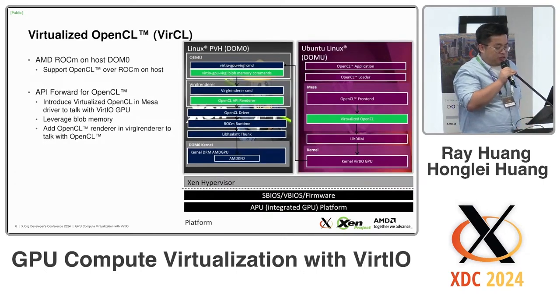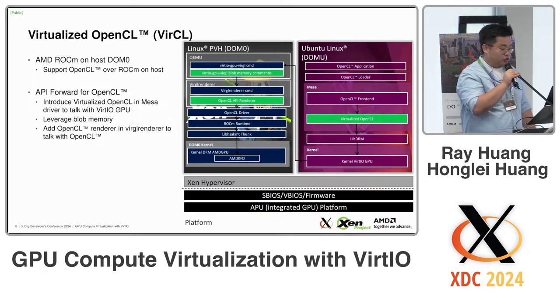And this is the first try for OpenCL support based on the virtual GPU and the virtualization platforms. As you can see, we provide AMD ROCm in the host Dom0, that's based on Xen, and support native OpenCL over the AMD ROCm on the host. And in the guest, we are using API forwarding for the OpenCL API. That is similar to the Venus driver in Vulkan.